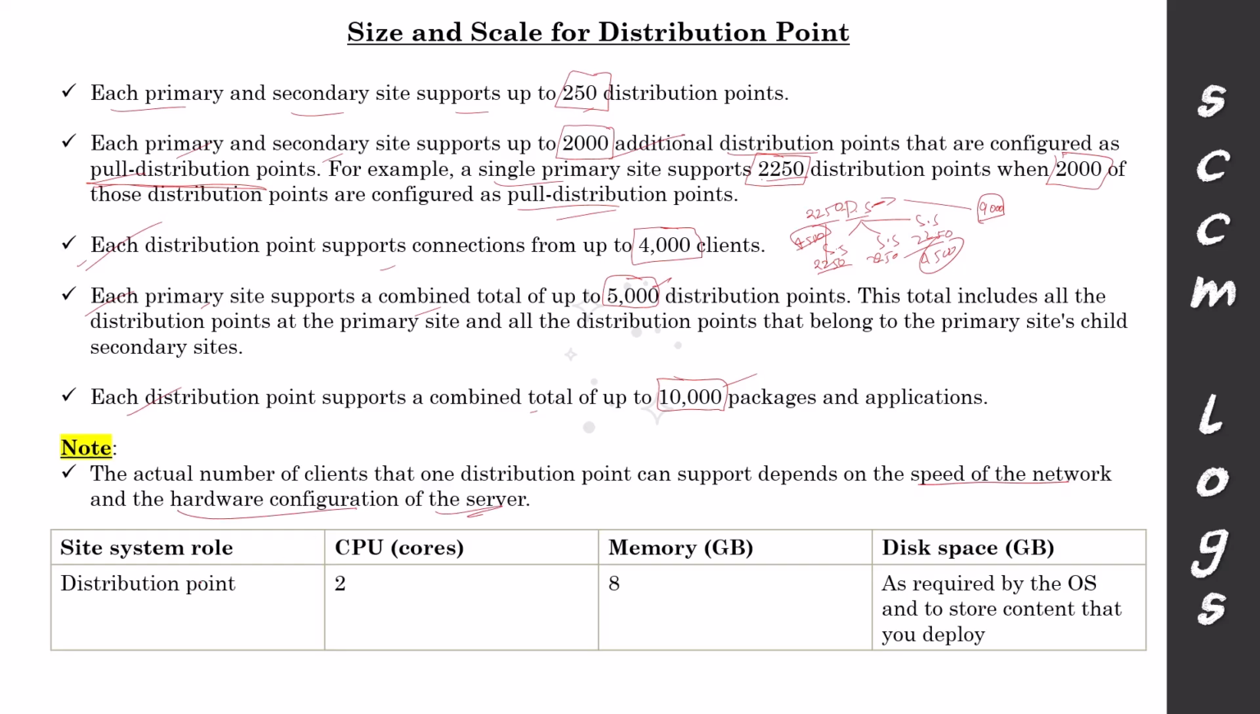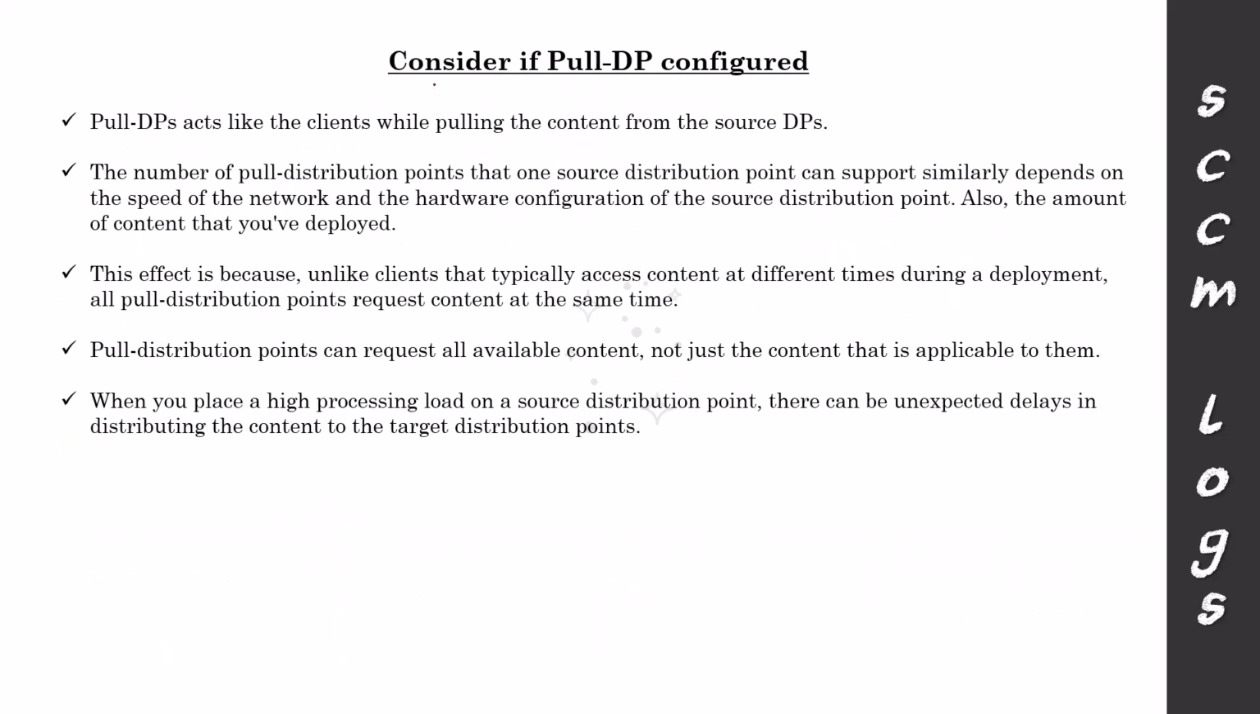Here I gave the simple minimum configuration for the distribution point role. You can have two cores and 8 GB of RAM. The disk space depends completely on the storage content, how much content we are placing on the DP. I recommend having 4 cores and 16 GB of RAM. That will be a good configuration for the distribution points, and even with high load it can manage. Next, if you configure pull DPs, you need to consider the following points.